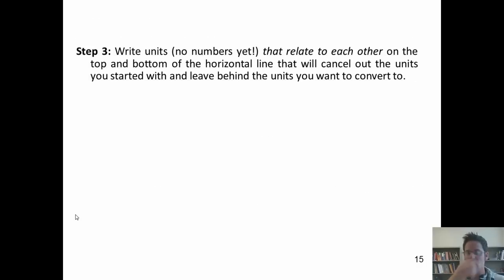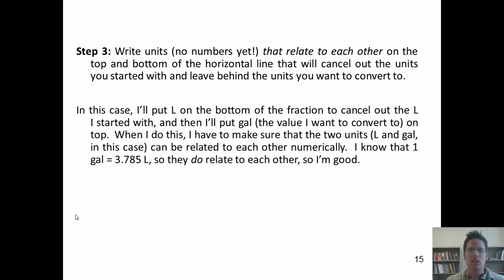Step 3. Write units, no numbers yet, that relate to each other on the top and bottom of the horizontal line, that will cancel out the units you started with and leave behind the units you want to convert to. In this case, I'm going to put liters at the bottom of the fraction to cancel out the liters that I started with, and then I'll put gallons, which is the unit that I want to convert to, on top.